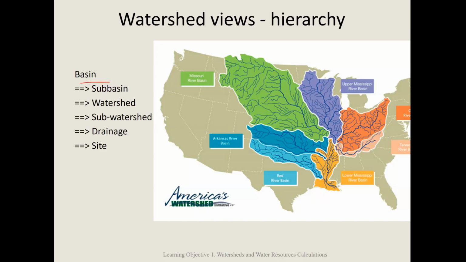Usually when we talk about basins, though, we're talking about something very big. This particular image is showing you the Mississippi River Basin with its various sub-basins. Now the Mississippi is huge, hence the term basin applies to it. However, the Missouri River is a basin in its own right, but in the context of the Mississippi River, it would be a sub-basin.